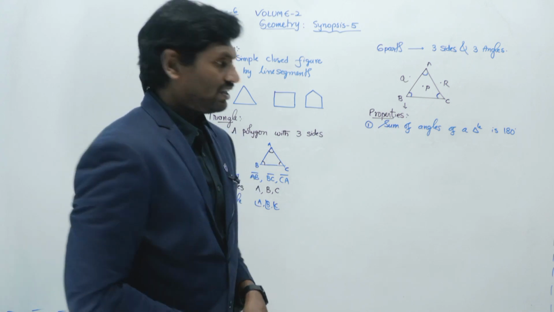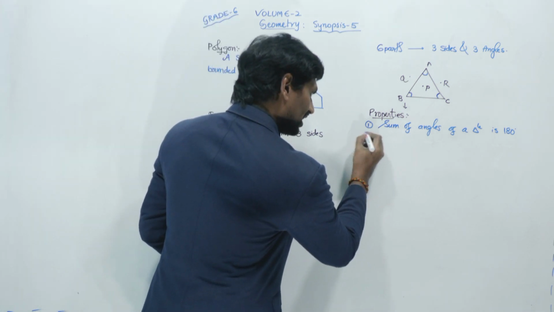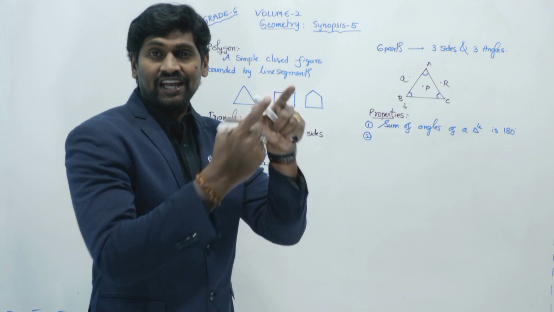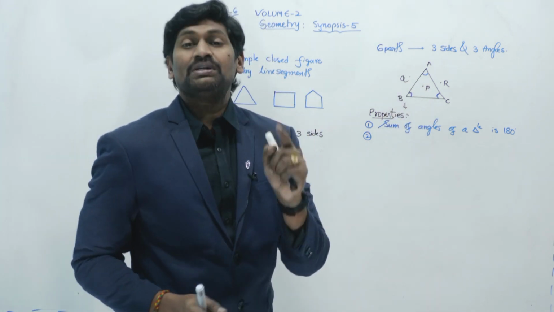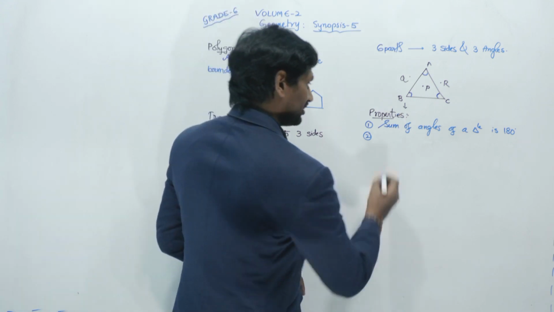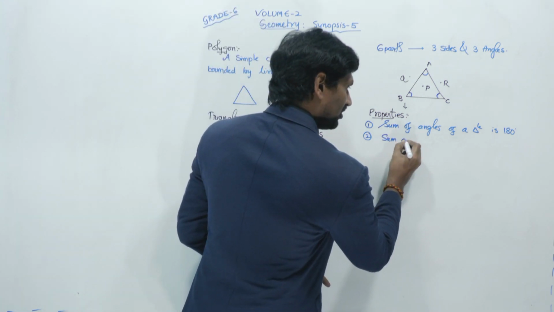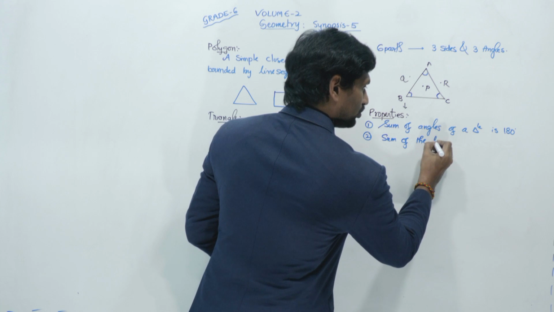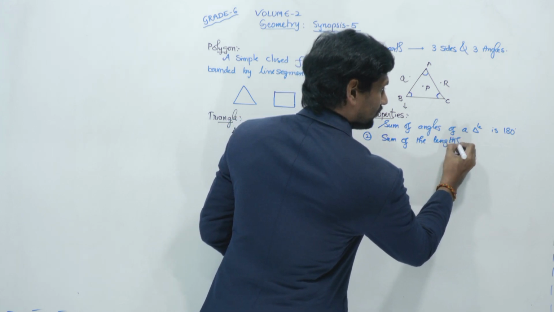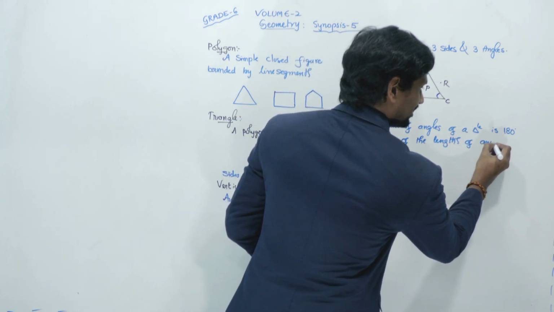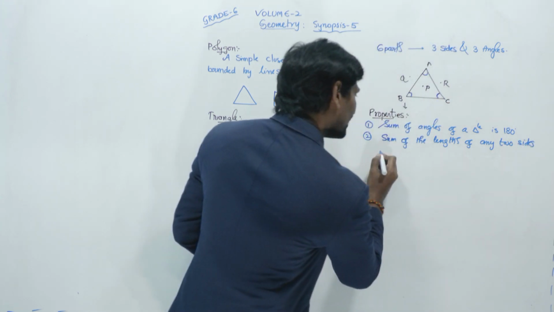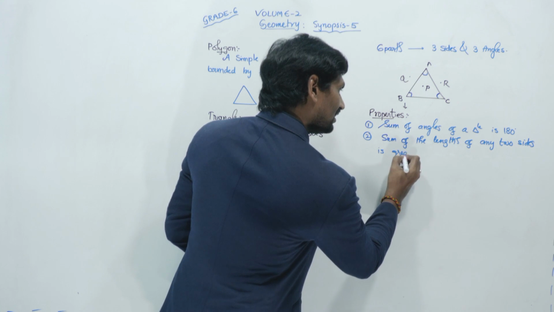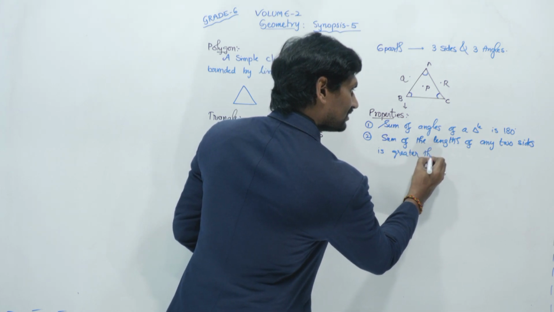And the second property: if you take any two sides, the sum of the lengths of any two sides must be greater than the third side. The sum of the lengths of any two sides is greater than the third side.